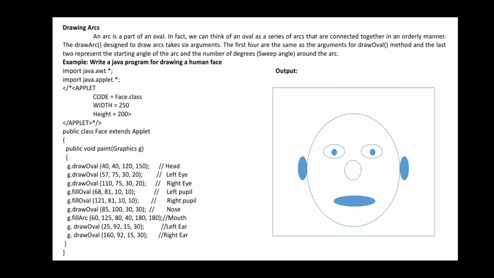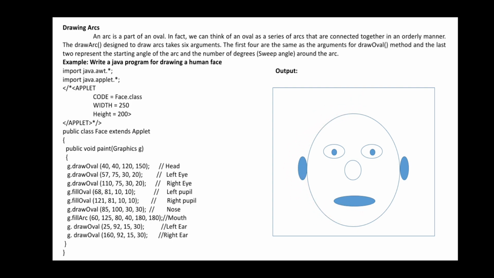Okay, so we'll go with the next topic, that is drawing arcs. Arcs means making lines, defining a line, like that we can say, called an arc simply. So an arc is a part of an oval. In fact, we can think of an oval as a series of arcs that are connected together in an orderly manner. For example, think like that. A diagram has been drawn here. This is one type of arc. It is connected to the next arc, and the next is connected to the next, that way.